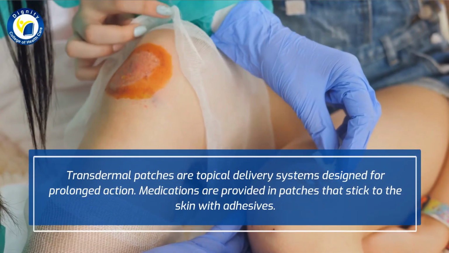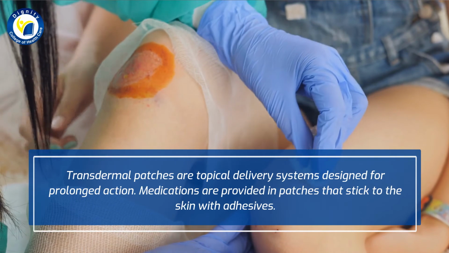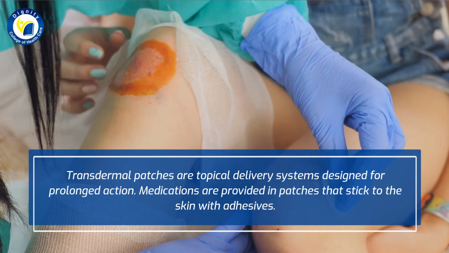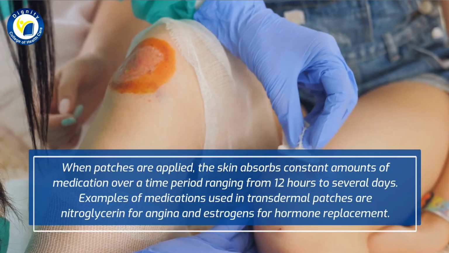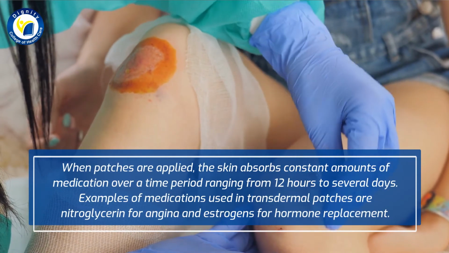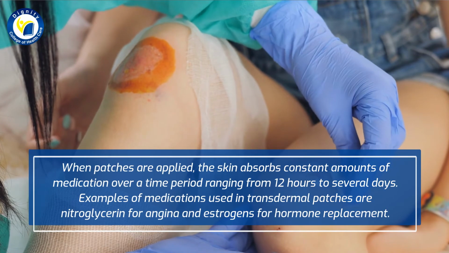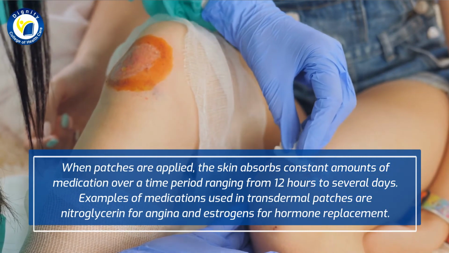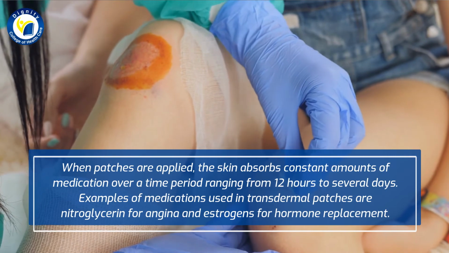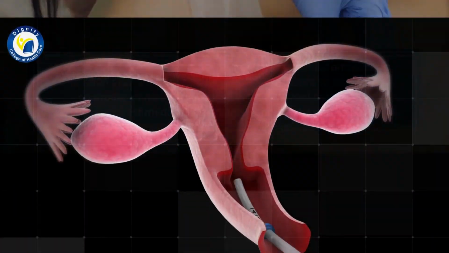Transdermal patches are topical delivery systems designed for prolonged action. Medications are provided in patches that stick to the skin with adhesives. When patches are applied, the skin absorbs constant amounts of medication over a time period ranging from 12 hours to several days. Examples of medications used in transdermal patches are nitroglycerin for angina and estrogens for hormone replacement.